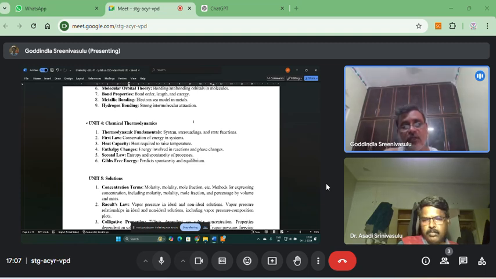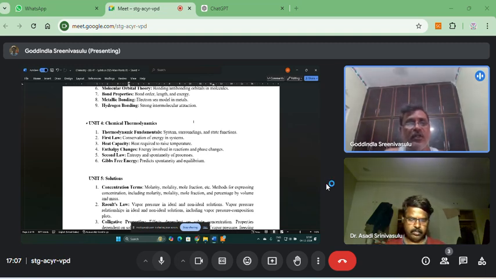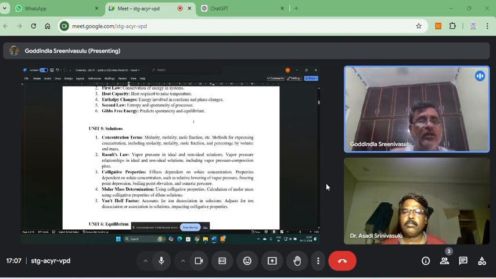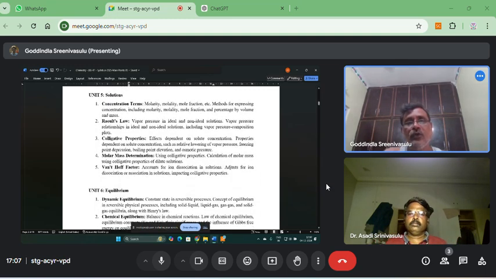When a reaction is going on continuously, if the free energy is negative, then spontaneity is possible. Otherwise, it's not possible. Spontaneity means on its own without any external effects. Then the solutions. A solution is a homogeneous mixture of two or more components. The more available component is called the solvent, the less available component is called the solute. How much solute there is in a given amount of solvent is called the concentration.